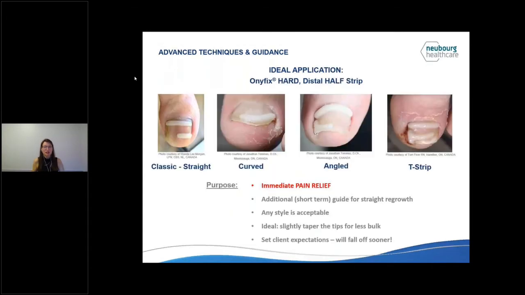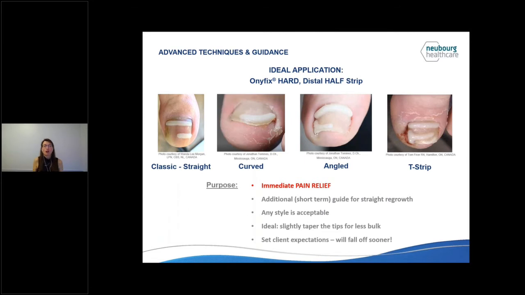So next slide here then, that was our ideal full strip application. Now for our ideal distal half strip. So guys, in the past, we've typically had a couple of different applications that have gone around. I put all 4 here to help give you a visual. And really, guys, it's up to you which one you want to use most. They all work basically the same way.